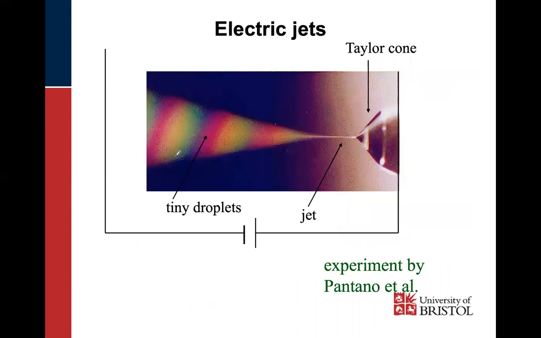Here is an example of an electric jet where an external electric field deforms the liquid into a cone-like structure out of which a very thin jet emerges. And I will turn to this question of the secondary jet-like structure at the very end of my talk. Okay.